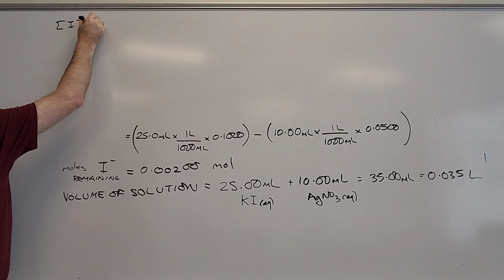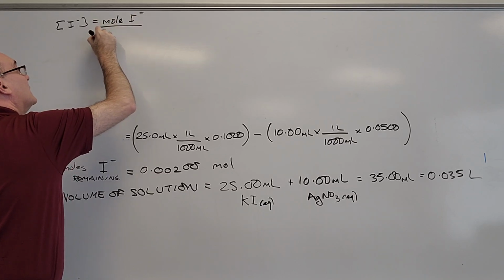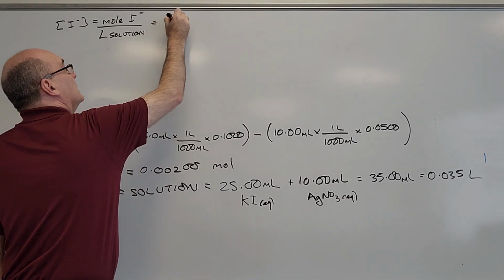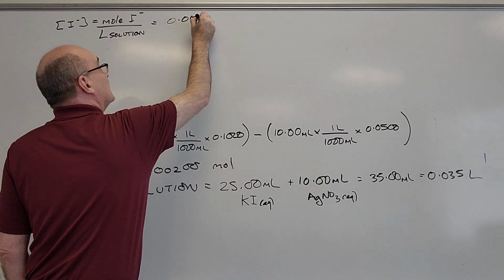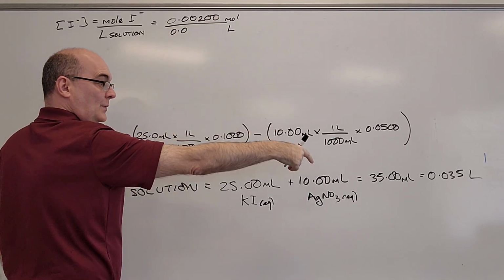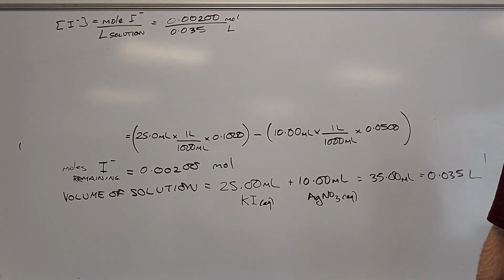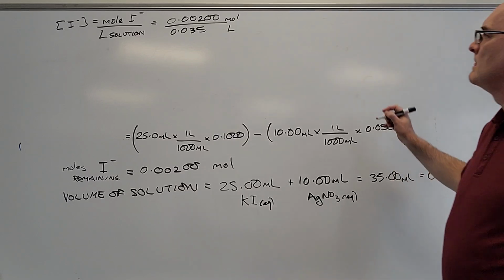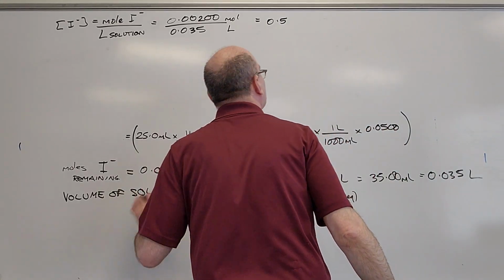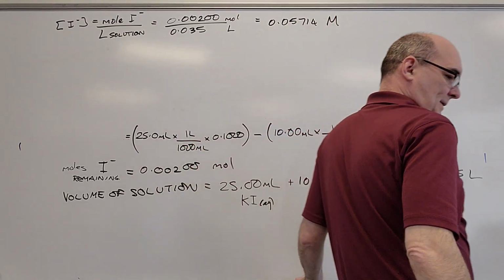The concentration of iodide is the moles of iodide divided by the liters of solution. 0.002 moles divided by 0.035 liters. That is 0.05714 moles per liter.